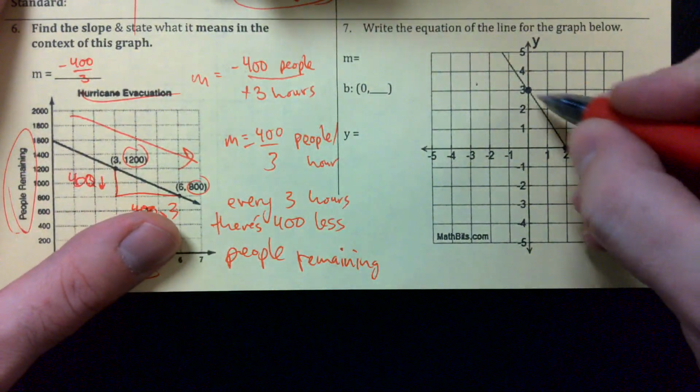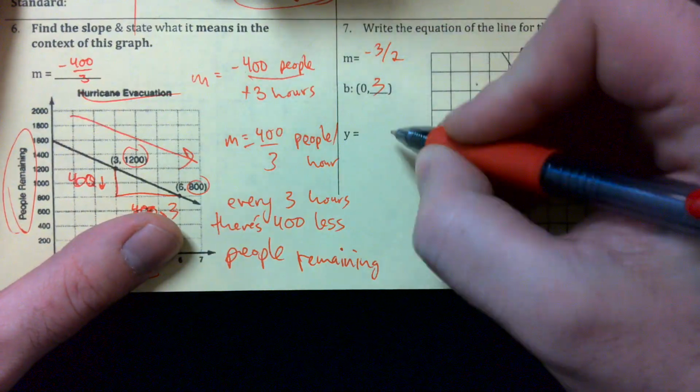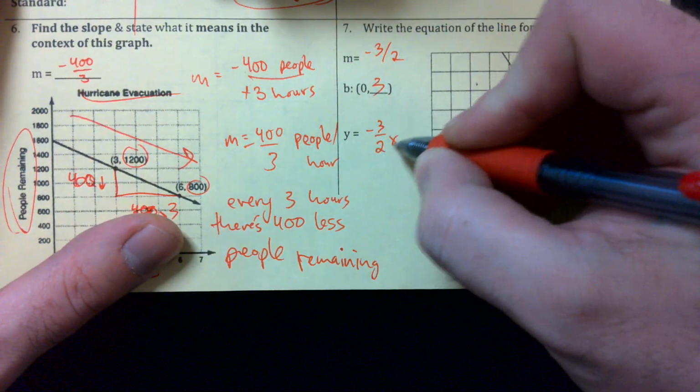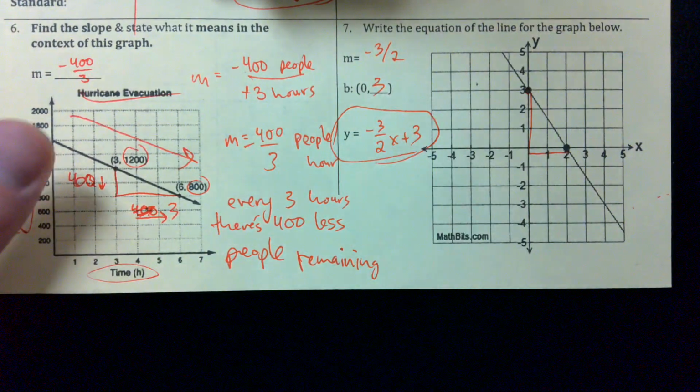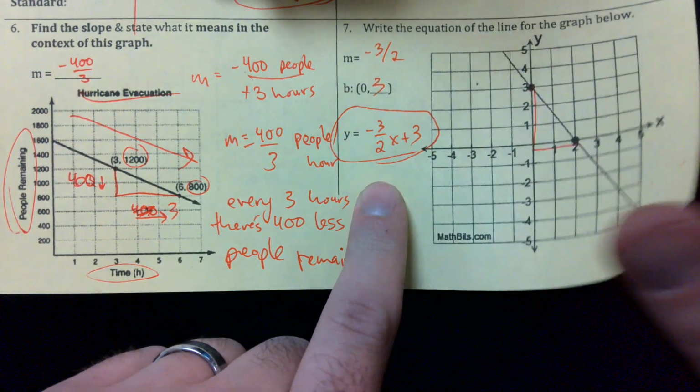Number 7, my b is right here at 3. I'm going down 3 over 2, negative 3 over 2. y equals negative 3 over 2 x plus 3. Give me a thumbs up if that's what you got for number 7. Okay.